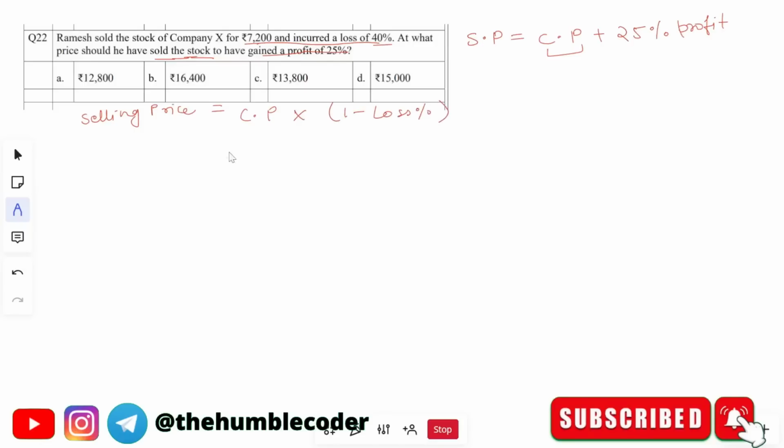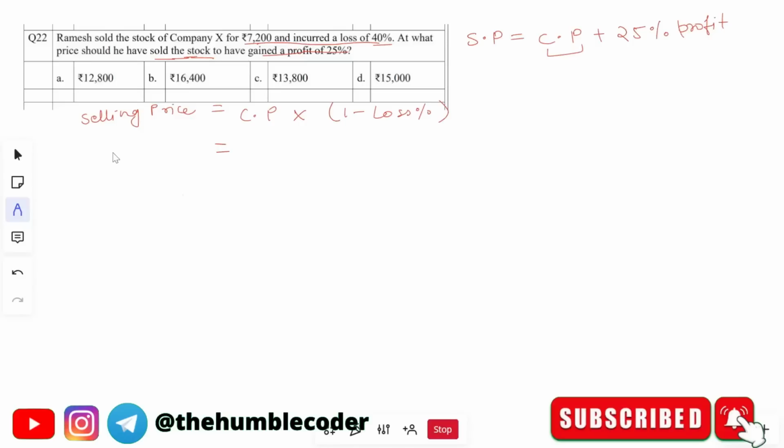Now what is this? See, he has sold a product at a loss, right? So whatever was the cost price, he also had the loss out of it. So cost price minus loss, we can say, okay? So let's try to solve it. Let's substitute the values here now.